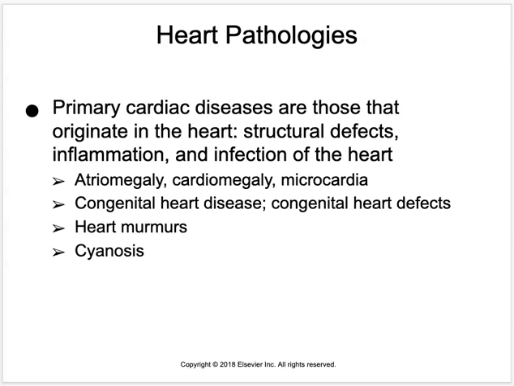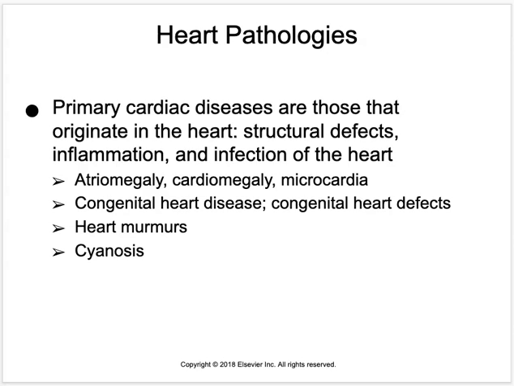Then we have congenital heart disease and congenital heart defects. If you remember, congenital means present at birth. So congenital heart disease would be an illness of the heart that the baby is born with, and a congenital heart defect would be a defect in the heart that the baby is born with. Heart murmurs are abnormal heart sounds. Abnormal heart sounds or murmurs have many causes, but one of the most common causes of a heart murmur is a congenital heart defect. For instance, if you've ever heard of somebody saying they were born with a hole in their heart, that could cause a heart murmur, and that would be an example of a congenital heart defect.